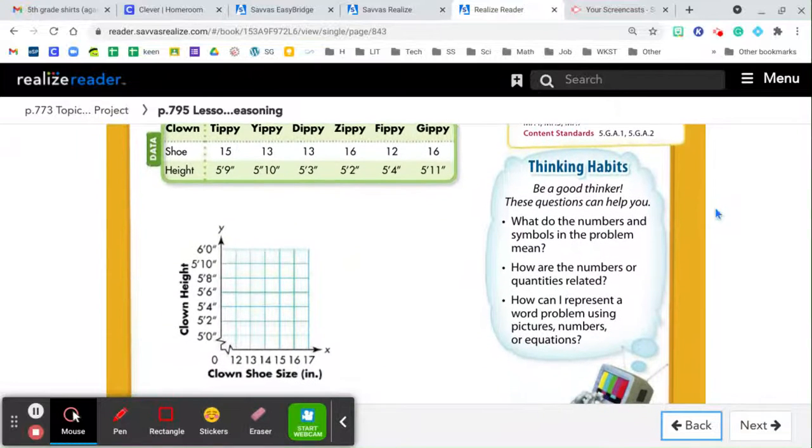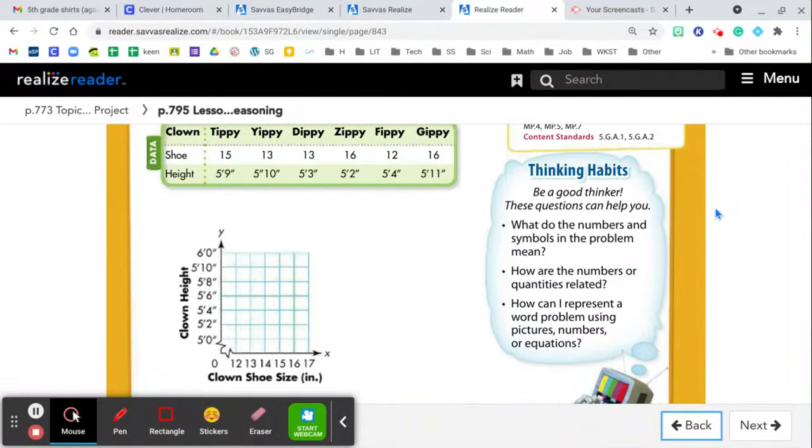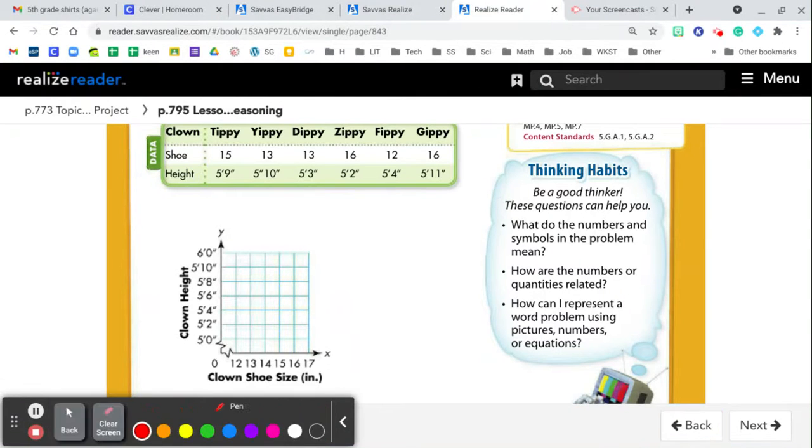So when I look at the graph, shoe size is my x-axis and clown height is my y. So the shoe size will be my x values. The height will be my y. And we'll go through and plot these. Starting with Tippy, he's going to be at 15, 5 foot 9. And that's okay, that's in between, it's not at an intersection.